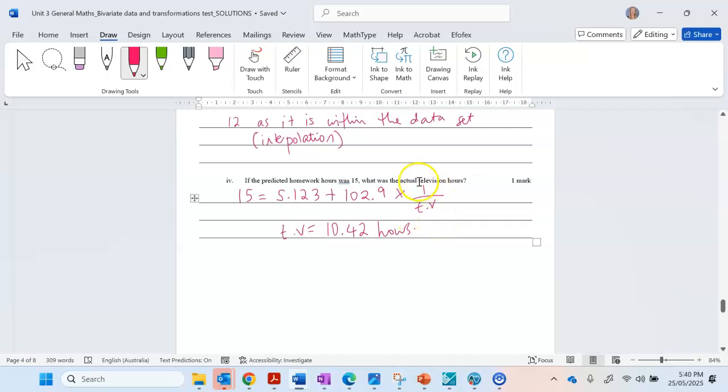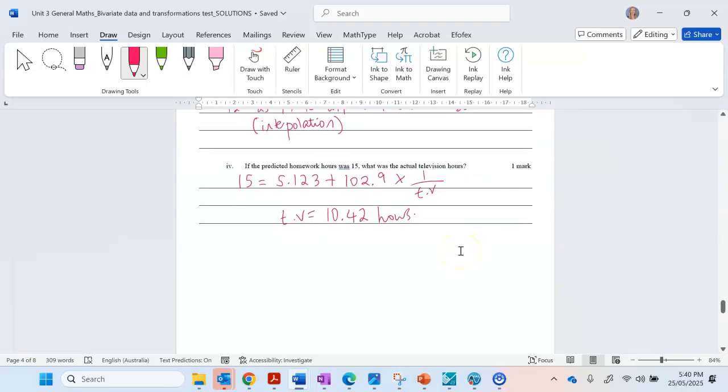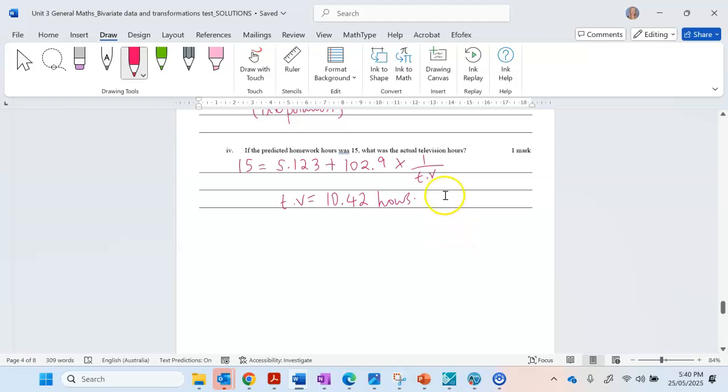And then part 4, again, we're solving for TV. There was an error. I did have homework twice. So it should have said television here. A few of you knew that and answered it correctly, which was good, but I didn't include that mark in your overall test result. So you'll notice I did it out of 32, not out of 33, because I didn't include that one. But similar to the previous one, we're solving for the X variable.